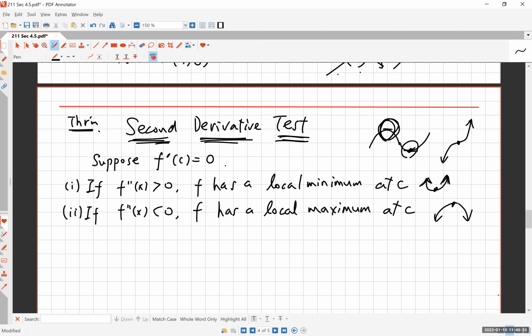Concavity is down. Many people think, you know what, this sounds weird, because if the second derivative is positive, if anything is positive, it seems like you should have a maximum. But no, it's the other way around. The second derivative positive means concavity is up, and so you have a local minimum. And if the second derivative is negative, that means the concavity is down and you have a local maximum.